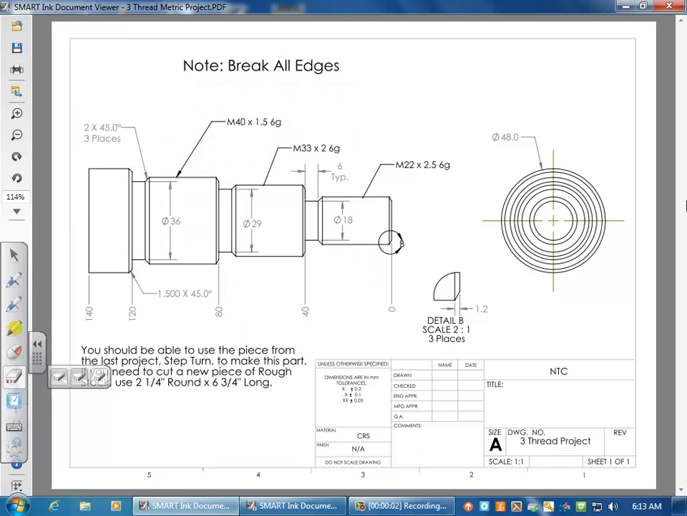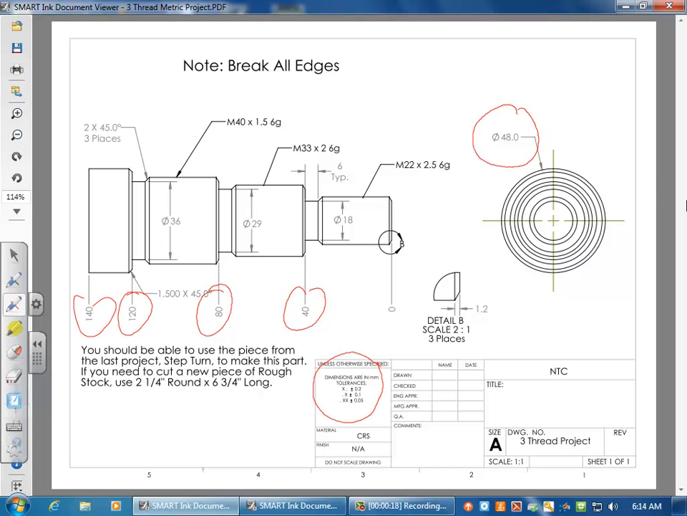Hello, this lecture will be going over your three-thread lathe program that you'll be doing. At first glance, the big obvious issue is the units that the print is in. Please take note that all the dimensions are in millimeters.